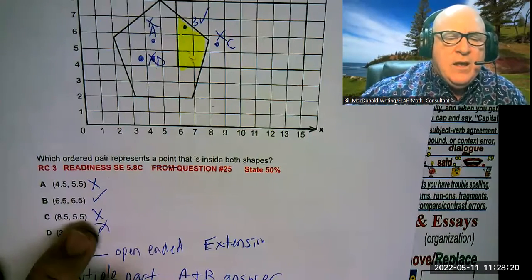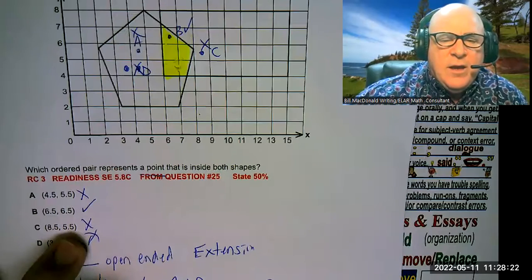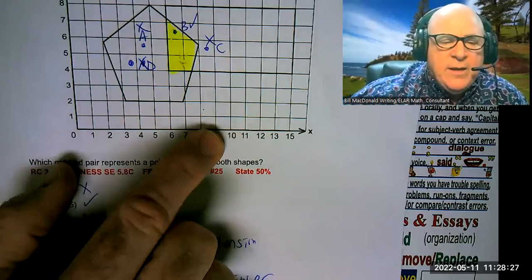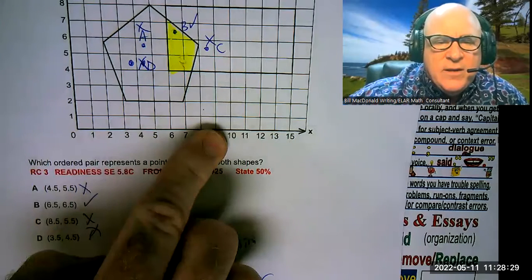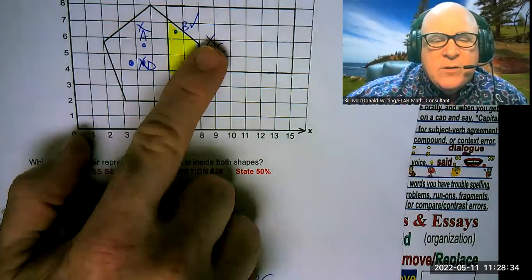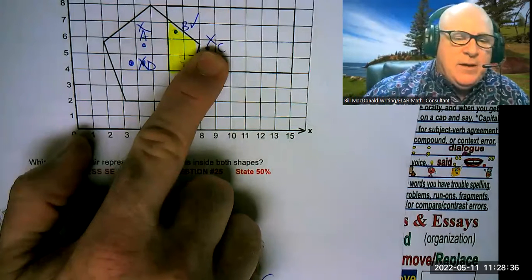Letter C, 8.5, 8 5/10 down the runway, and 5 5/10 up in the air. That one is only inside the rectangle, so I'm going to have to eliminate it.